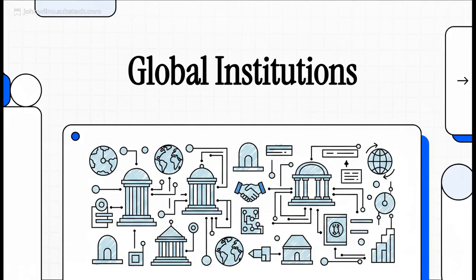When we think about globalization, we usually picture these massive, sprawling networks of trade, or maybe the technology that instantly links all of us together. But the modern world is actually held together by something far more rigid and structured: global institutions. These are the overarching entities that claim to represent and ultimately uphold global order. So today, we're going to crack open the blueprints of these massive structures and see how they actually work.